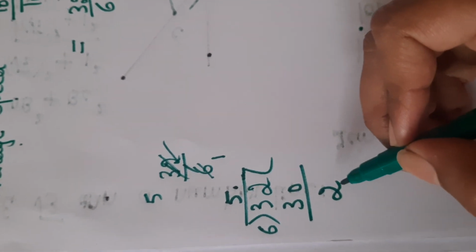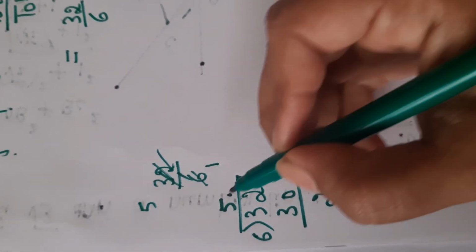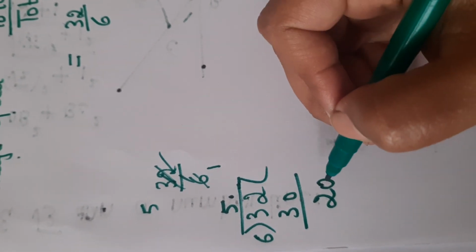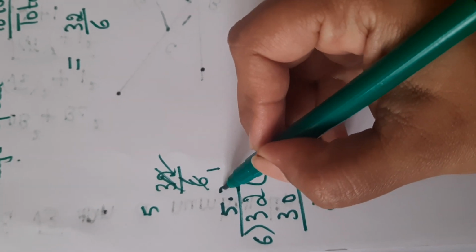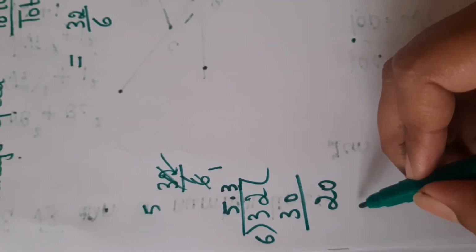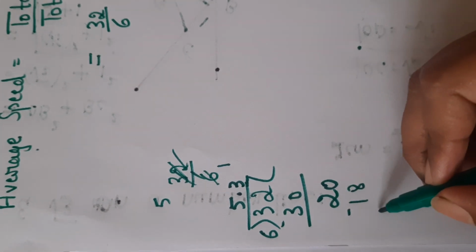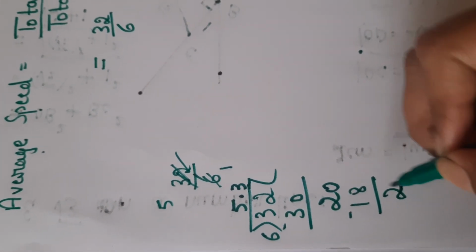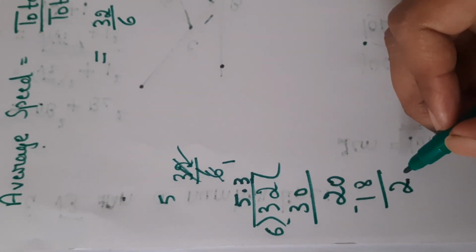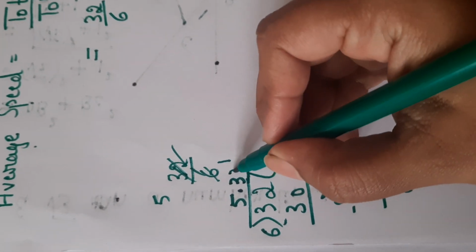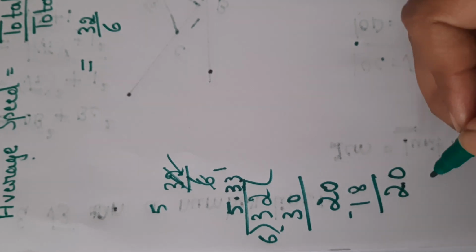Keep decimal point and take 0. 6 fours are 24, which is more than 20. So let us go with 6 threes are 18. 20 minus 18 is 2. Decimal point is there, so take 0. If you observe, again it is 3 times. So you need not show it again.